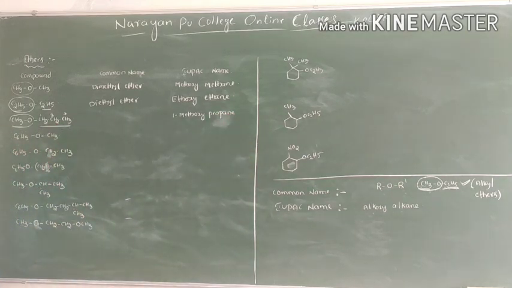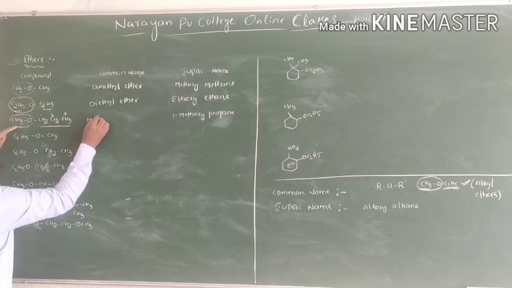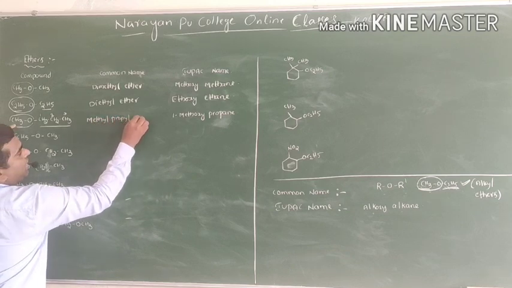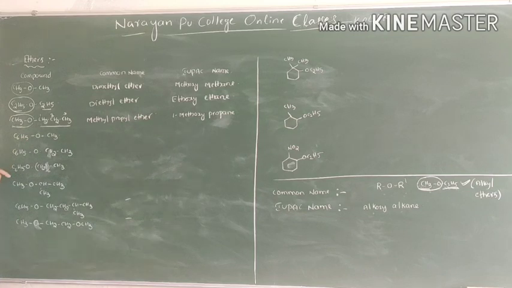1-methoxypropane. What is the common name here? Methyl and propyl. Which comes first in the alphabetical order? M, N, O, P, so methyl comes first. So the name is methyl propyl ether.